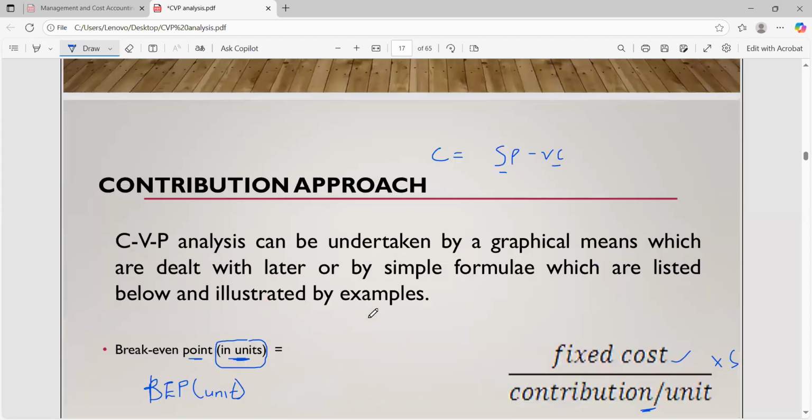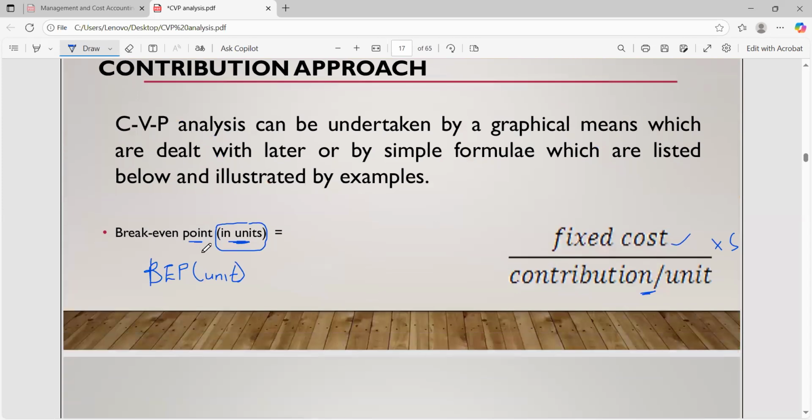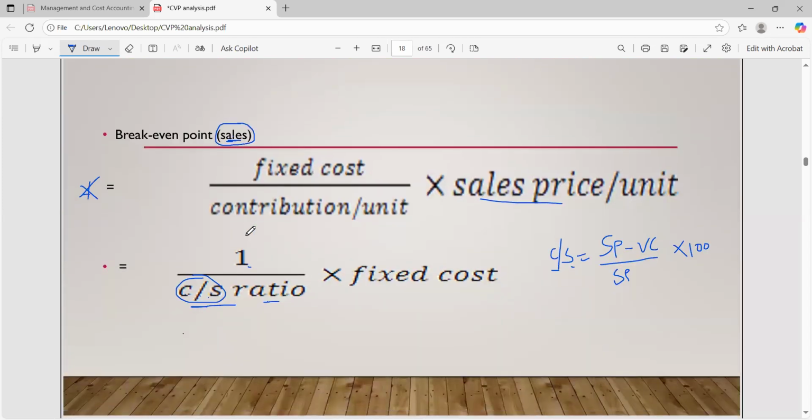Okay, so just under the contribution approach, we have looked at break-even point in units, and then we have also looked at break-even point in sales. In sales, we said that fixed cost over contribution times selling price per unit, or you can have fixed cost over the contribution per sales ratio, so FC over CS ratio, and I'm showing you how to arrive at the CS ratio. To arrive at the CS ratio, it is just the selling price minus the variable cost, all divided by the selling price by 100. Any question, please?